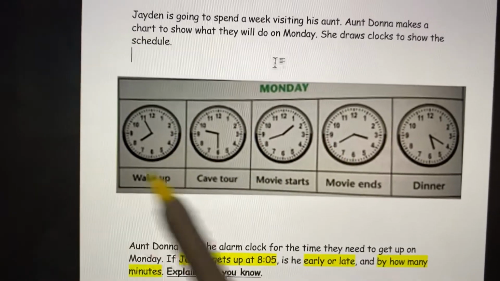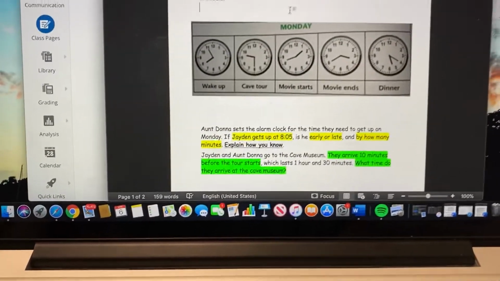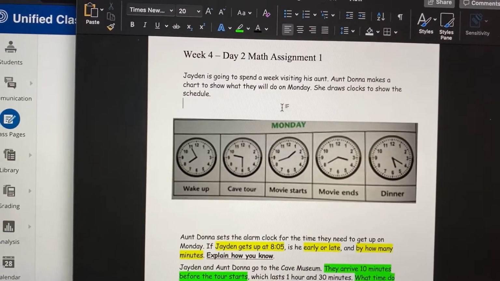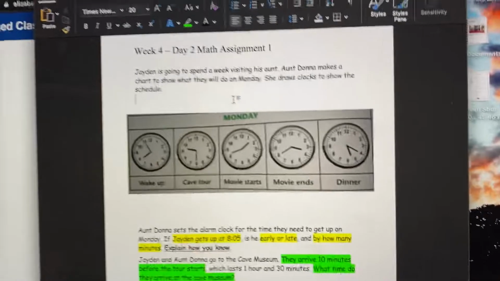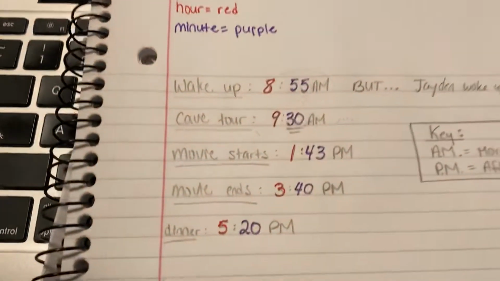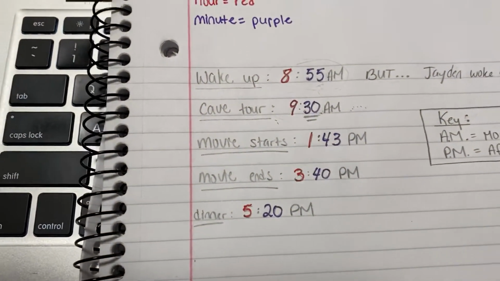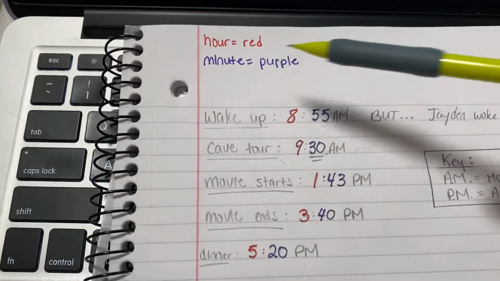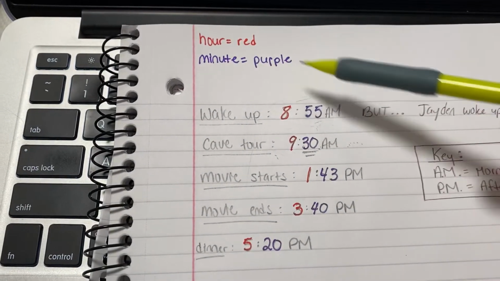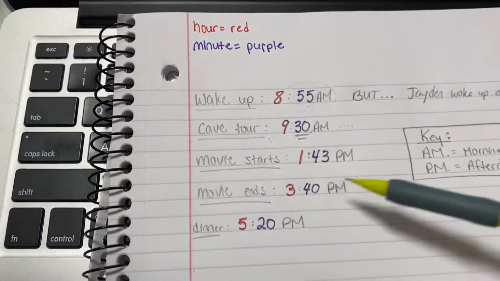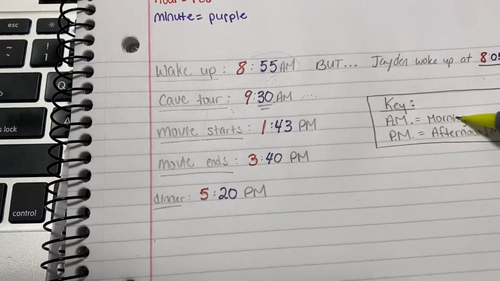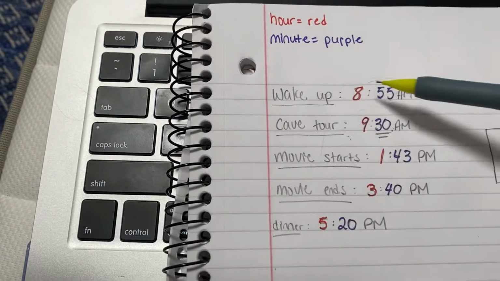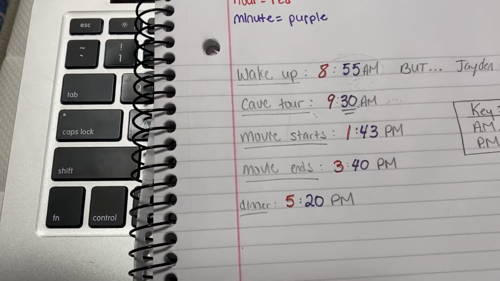I also wrote it on a piece of paper here for you guys. If you want to pause the video and write it down, you can do that as well. I'm going to have it right here. If you want to pause the video for a second and write down all of the things that he did and the time, I even have a key. Hour is red, minute equals purple. I did it like this. And I have a key right here too, where AM means morning, PM means afternoon and night. If you want to look at this, pause it, you can do that.